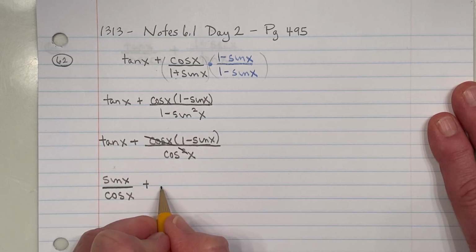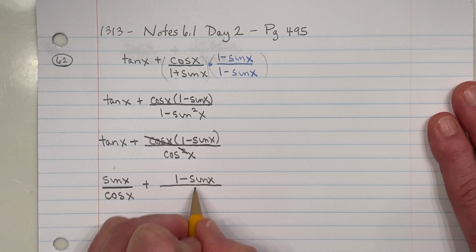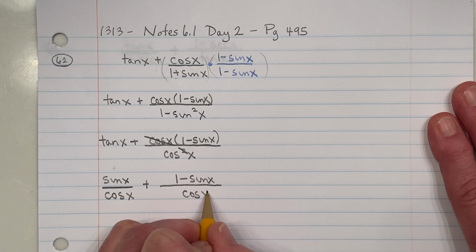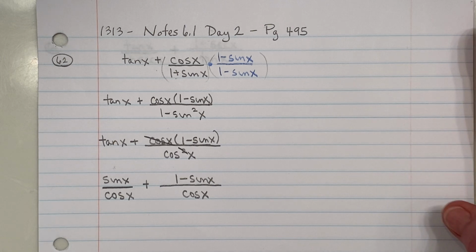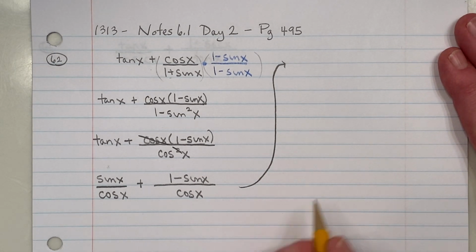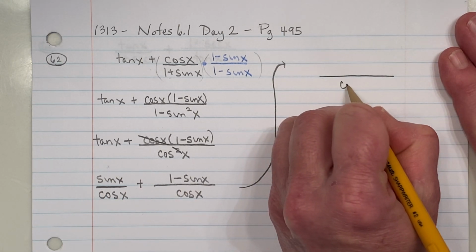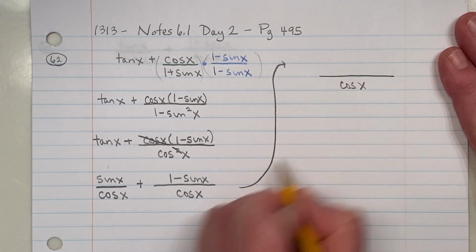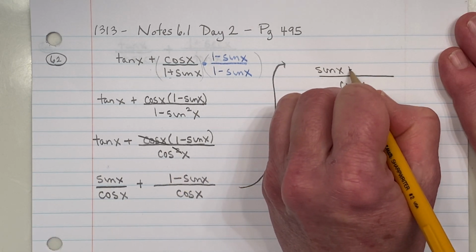And I'll clean this up. Parentheses are no longer needed. Notice that we have a common denominator. So let's put these two together. I'm going to come up here. I'm still on the screen. So I'm going to rewrite as a single fraction with the denominator of cosine of x, and then I'm going to add these two numerators together.